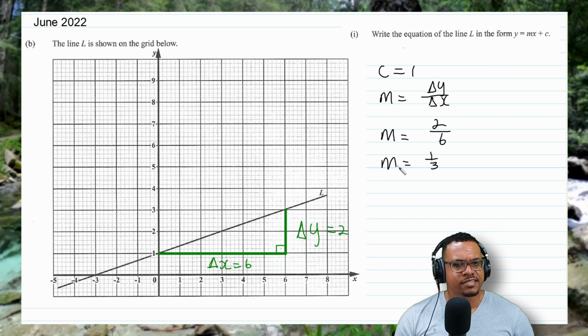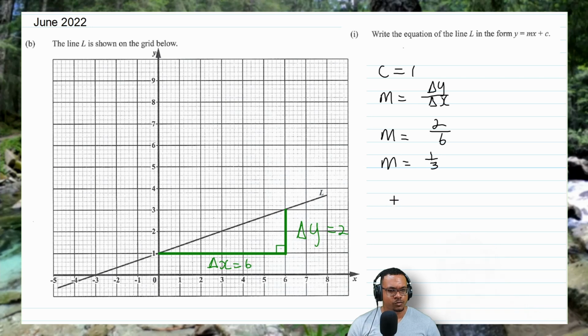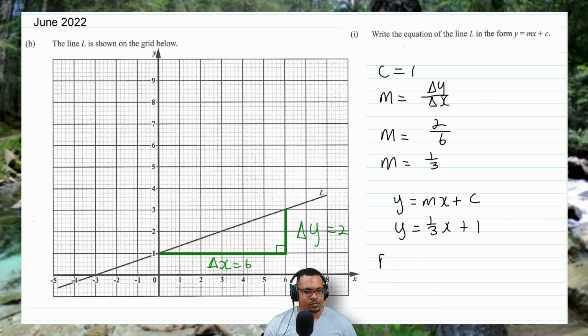So now that I know what m and c are, all I have to do is replace the m here with 1/3 and the c here with 1. So I have y is equal to mx plus c. So y is equal to m, which is 1/3, x plus c, which is 1. So the equation of L is y is equal to 1/3 x plus 1.